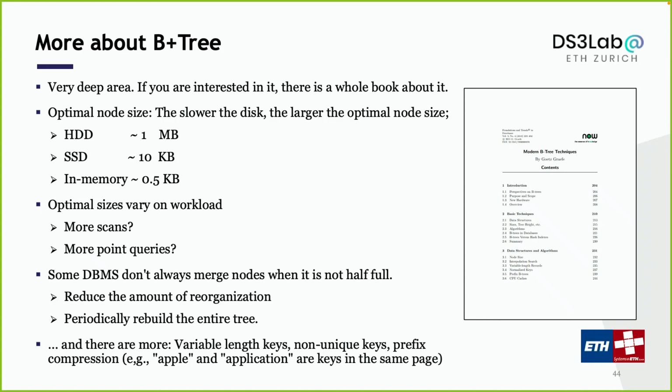There are a lot more things. You can support variable-length keys, non-unique keys, all these types of things. But the intuition is the same. We want to build a tree structure over my data to make sure every time I try to find a tuple, I can do that in log time.